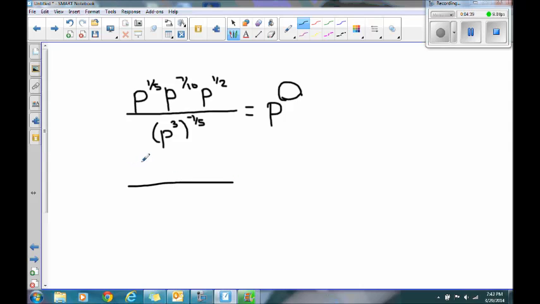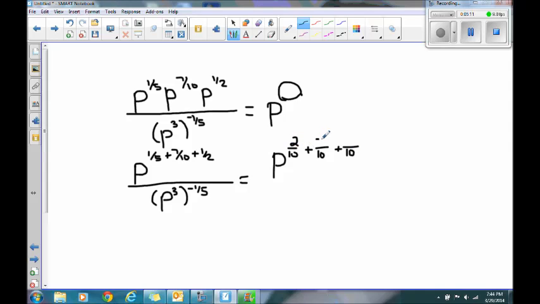On top, if we ignore the bottom for a bit, on the top we have a bunch of like bases, and so what we get to do is add the exponents together. I need to add 1/5, 7/10, and 1/2 together to get p to a single power. Find the common denominator for those fractions. I have 5, 10, and 2, so our common denominator is going to be 10. I'm adding 2 tenths, 7 tenths, and 5 tenths for a total of p to the 14 tenths power.